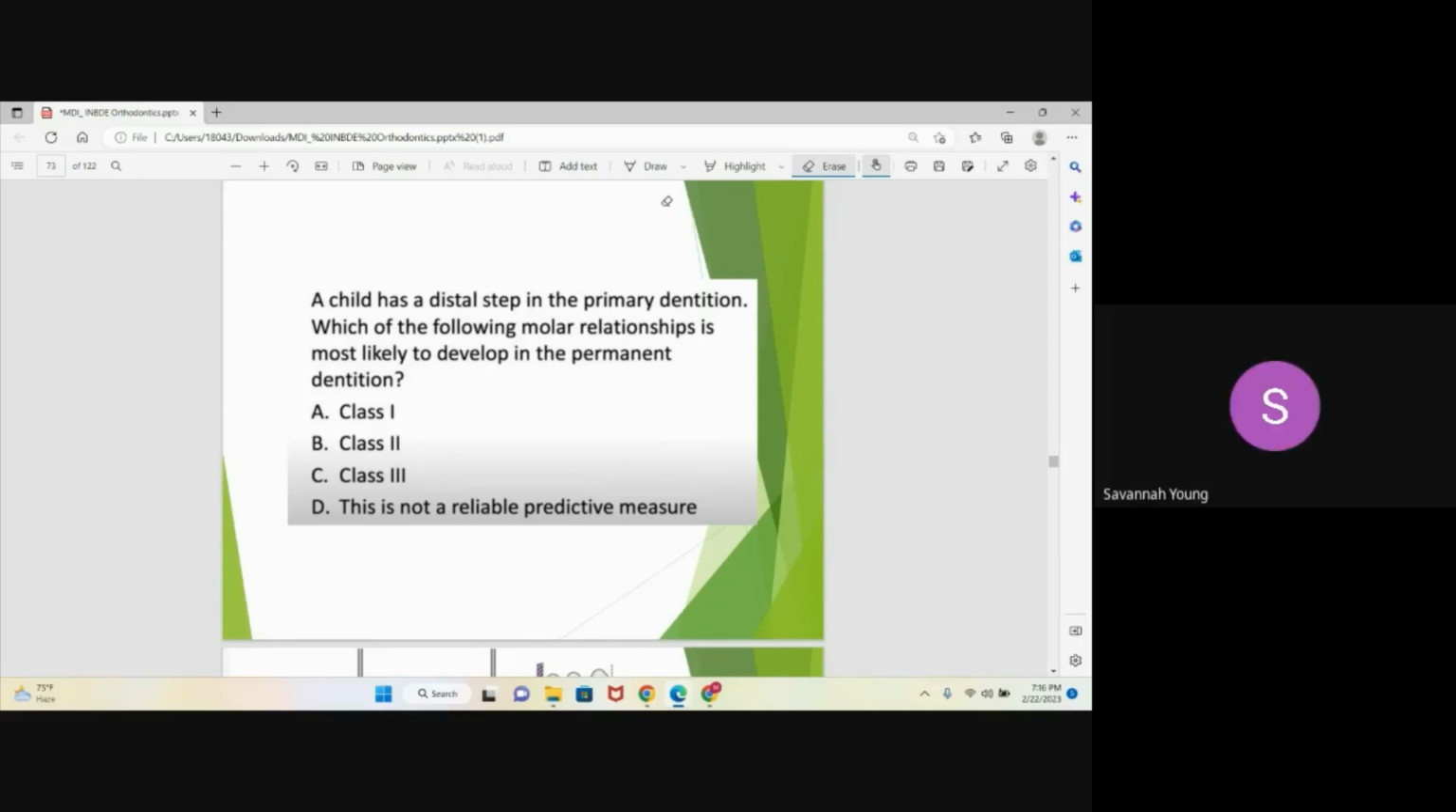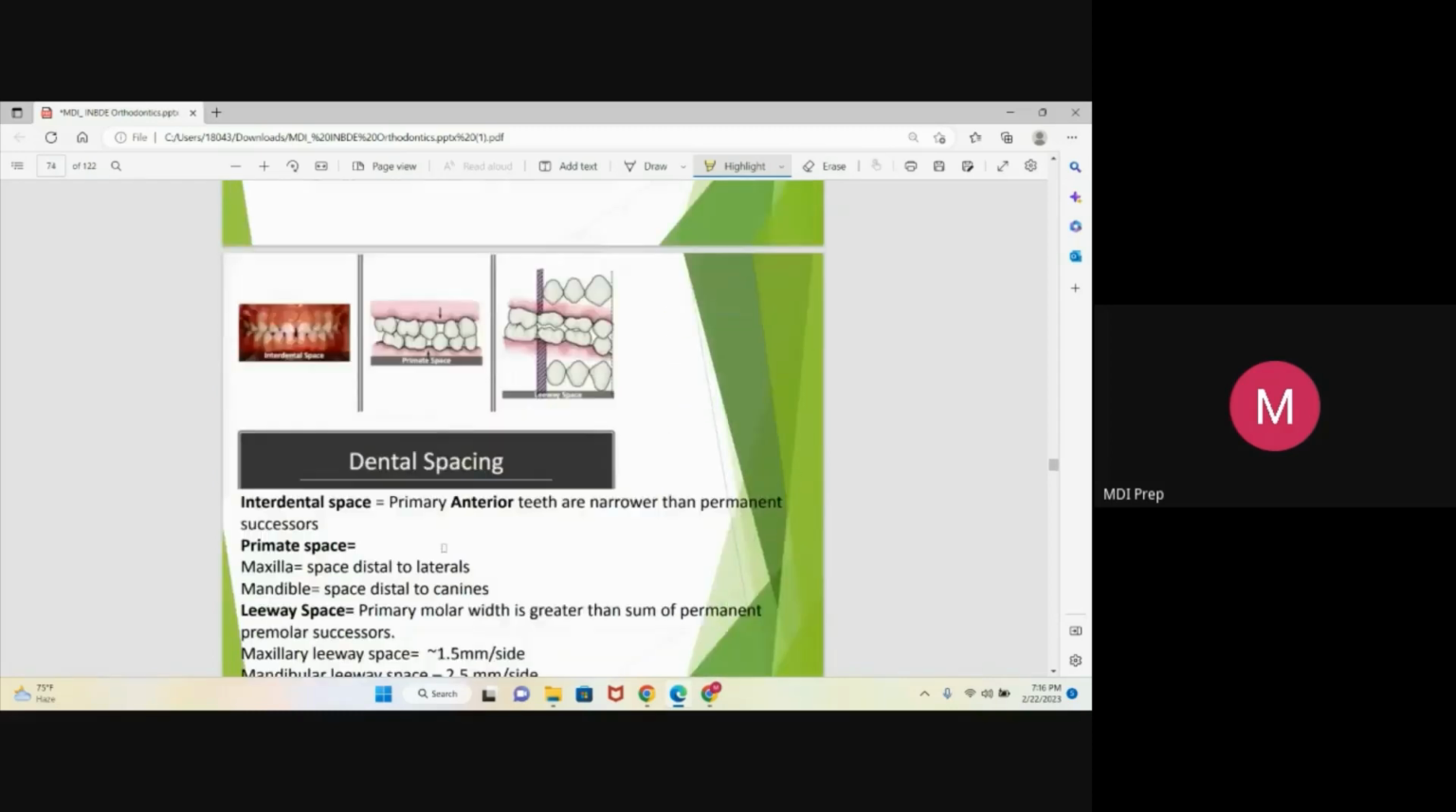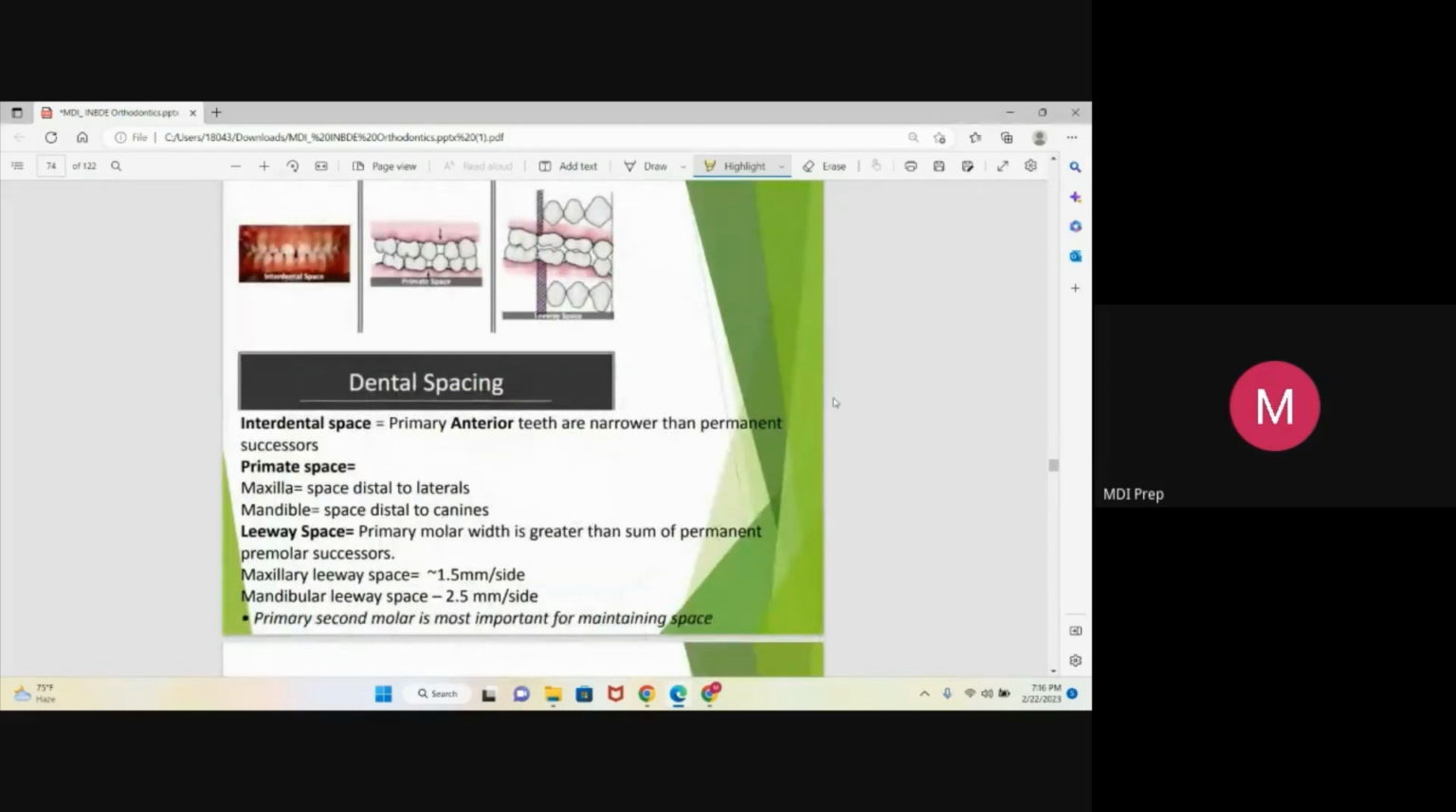Class 2, B. Good job. Very good job, guys. Yes, this is the class 2. Again, the distal step is going to erupt into a class 2 adult pattern, and because of that interdigitation of the cuspal relationship, it's going to resist that mandibular forward growth, and it's going to likely stay in a class 2. Good job. A few more technicalities in our mixed dentition before we dive into the fun stuff.